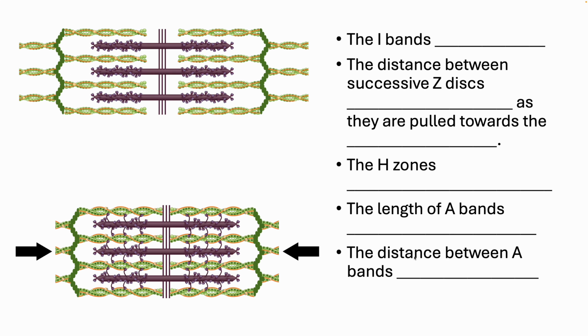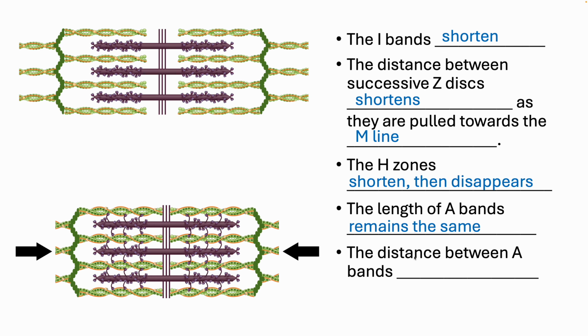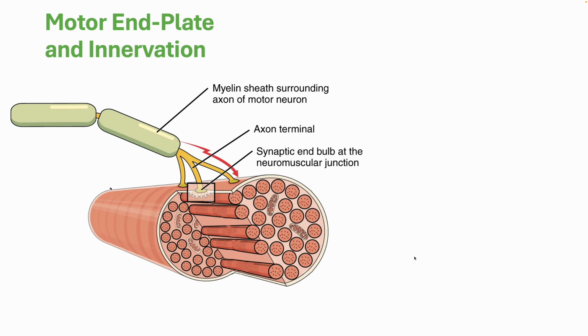The I bands shorten, the distance between successive Z discs shortens as they are pulled towards the M line. The H zones are going to shorten and then disappear. The length of the A bands is going to remain the same, and the distance between the A bands is going to shorten.